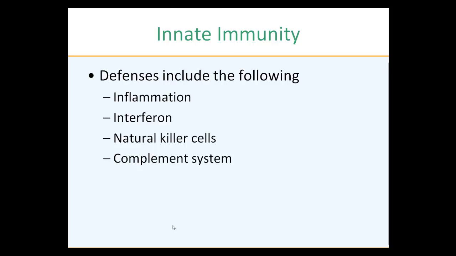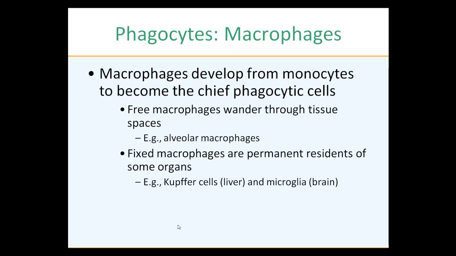Namely, we will have inflammation. We'll talk about each and every one of them: inflammation, interferon, natural killer cells, and the complement system. Now, as I said in the lecture, before we get into the innate immunity, let's discuss together the players that are associated with your innate defense system.